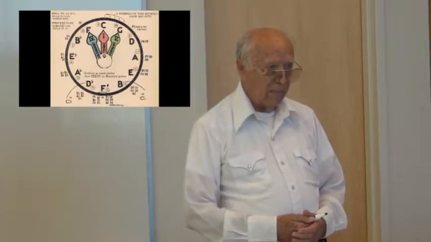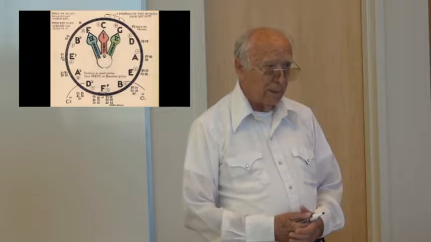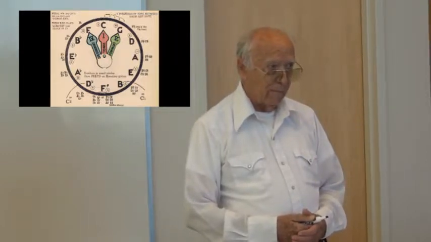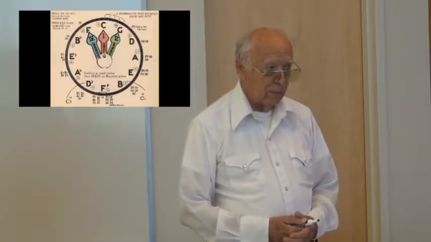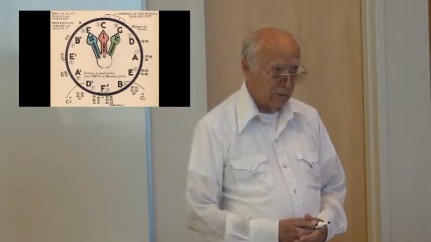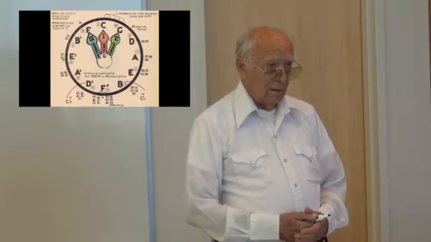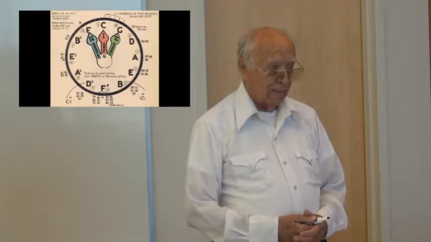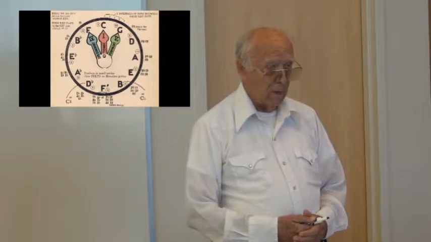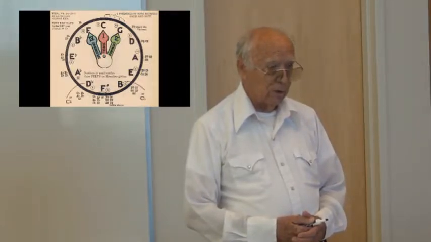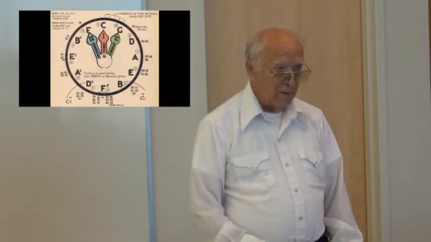Now the same diagram, the same mental mechanism to memorize it, if you go down the left side, the flat side, it becomes a circle of fourths. Okay, that's very important. Going down one way, the circle of fifths, going down the other way, the circle of fourths. So you can use it for either process of learning on your instrument.